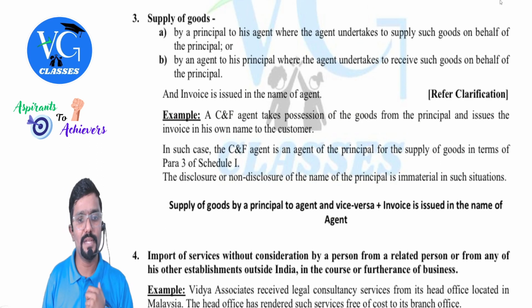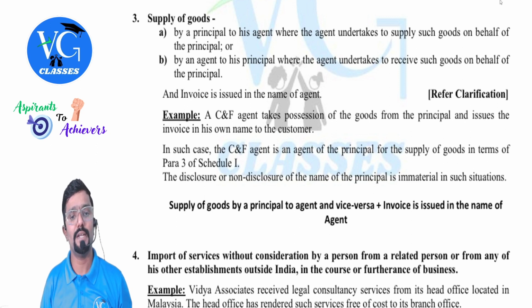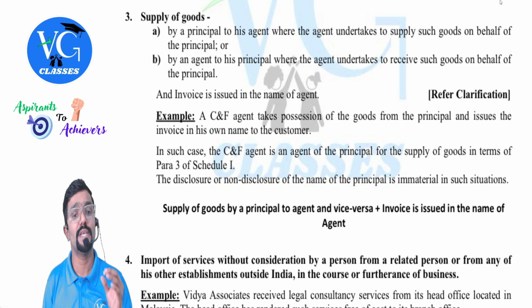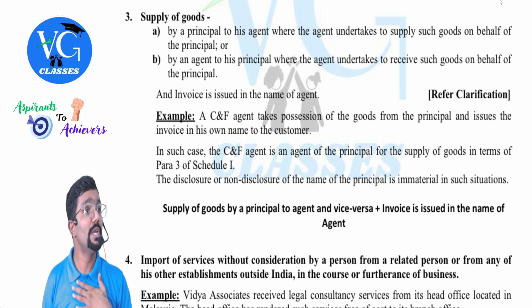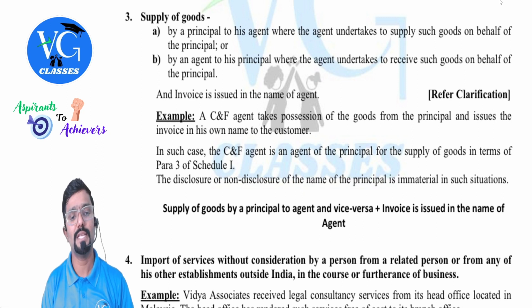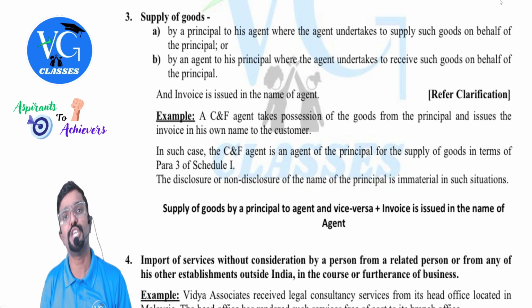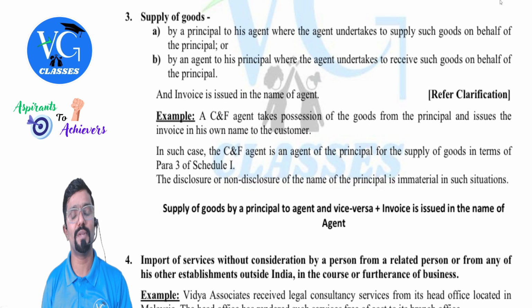Okay. One example is given here also. Let us see. A C&F agent takes possession of goods from the principal and issues the invoice in his own name to the customer. In whose name is the invoice issued? Agent's name. In such a case, the C&F agent is an agent of the principal for the supply of goods in terms of para 3 of Schedule 1. The disclosure or non-disclosure of the name of the principal is immaterial in such a situation.